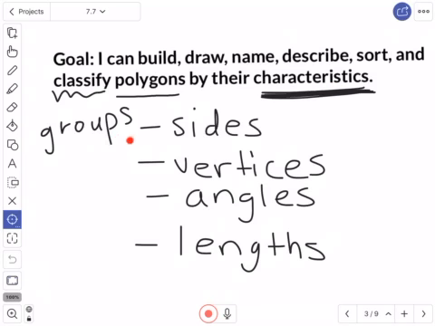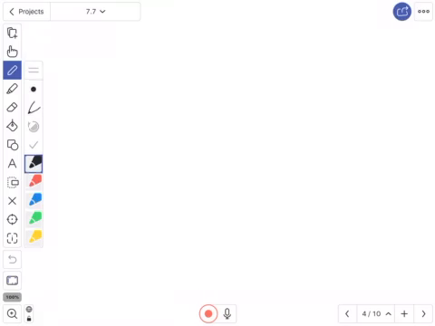But I'm going to talk about our goal here. So a few things: classify, meaning groups, putting shapes into groups based on their characteristics. So sides, vertices, angles, lengths. I'm not going to talk much about these before we get going here. Well, no, never mind. Rewind that back. Yes, I am. I'm going to draw a concave shape again.